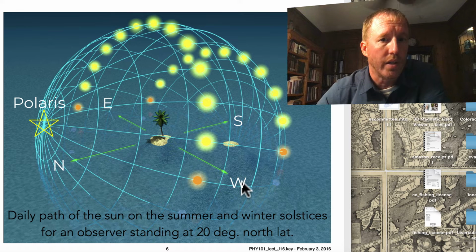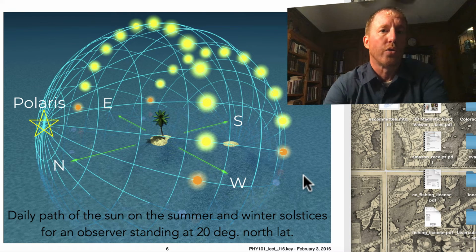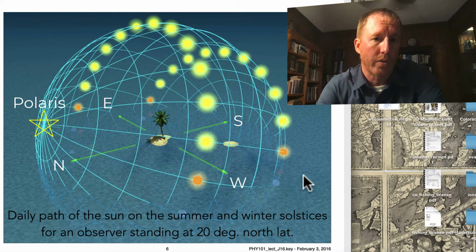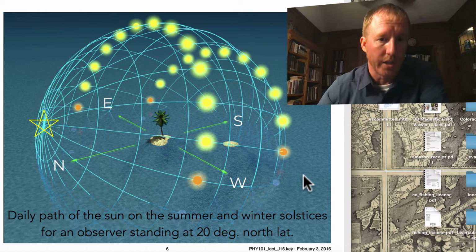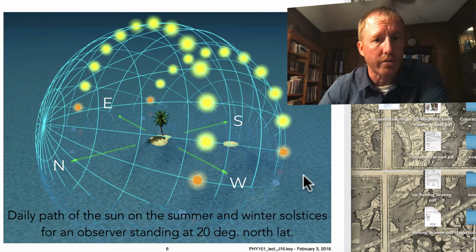Then, as the autumn progresses, by the time you get to the winter solstice, the sun is rising in the southeast and going over the southern part of the sky and setting in the southwest. So once again, you can see this celestial sphere rotating around as a model for understanding the motion of the sun at various times during the year. Let's go on to the next slide.